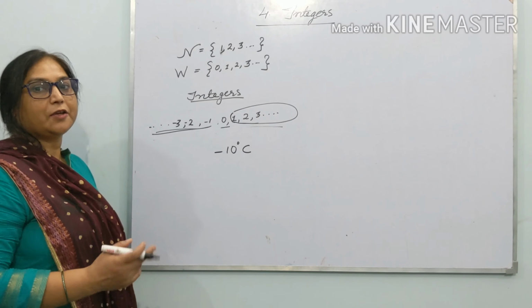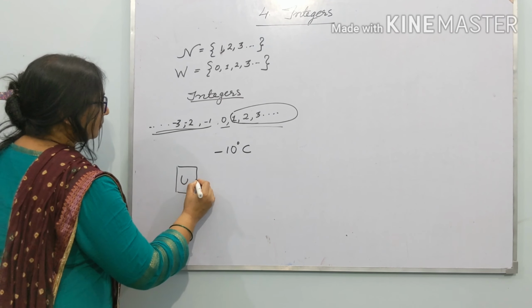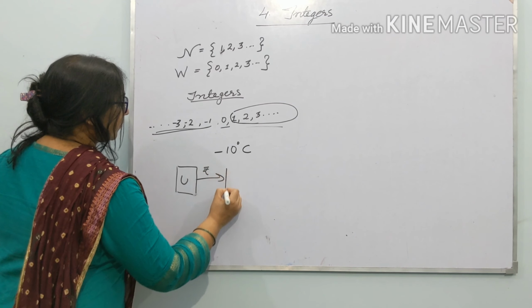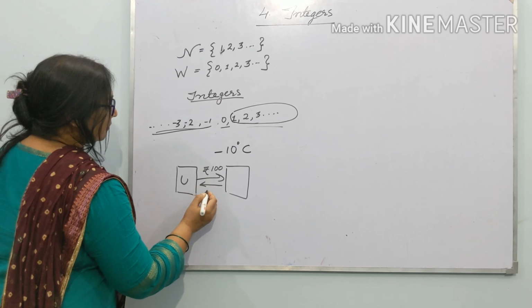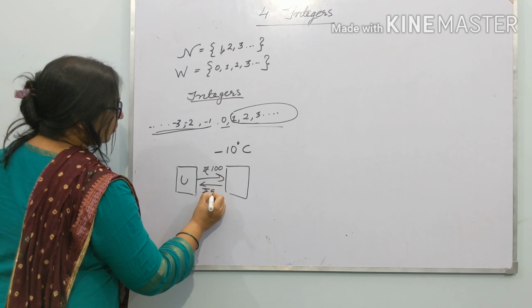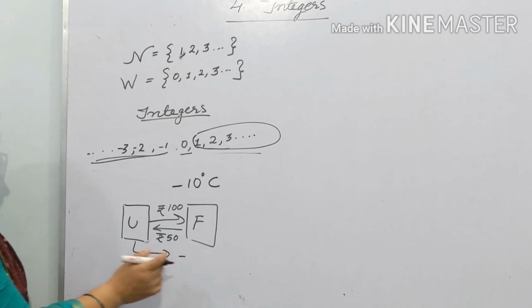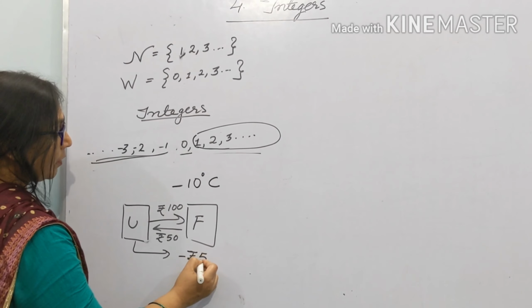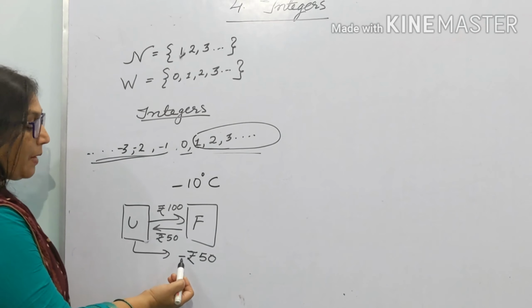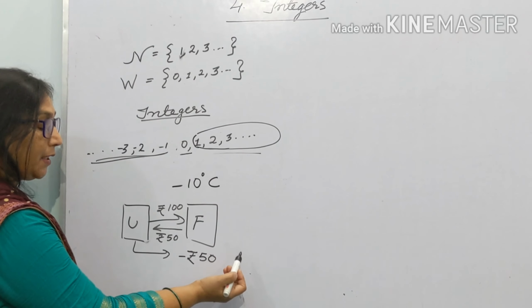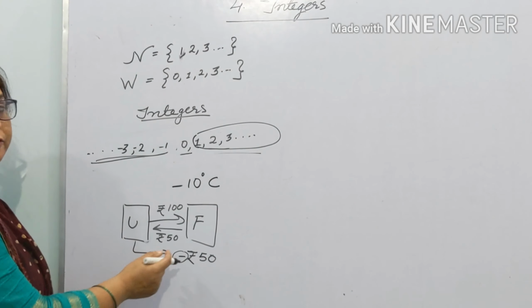Let us see a different example. Suppose you gave your friend 100 rupees and that friend of yours returned only 50 rupees. Then what is the net amount you are left with? Rupees 50 minus 50. Now if you see, there is no minus 50 rupees note in the market. Here the minus sign indicates that you are at a loss of 50 rupees.